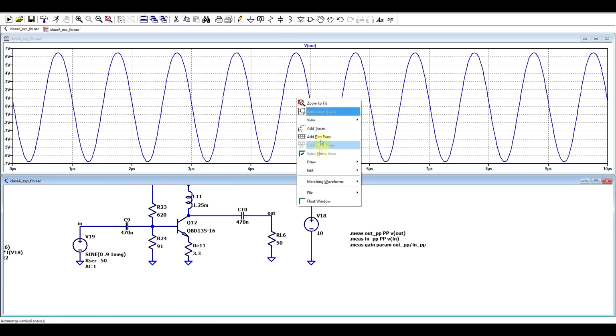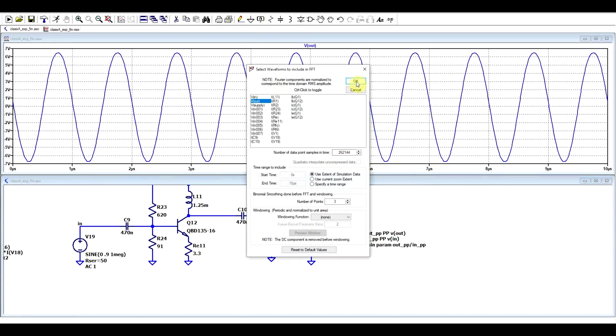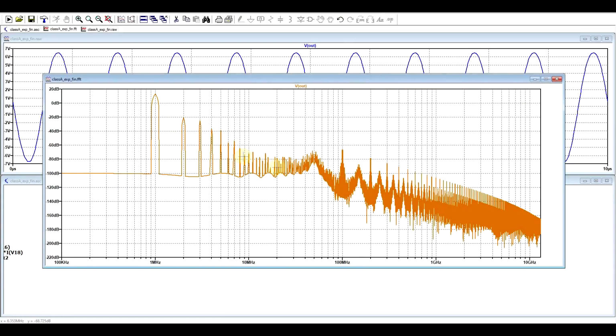Finally, we can look at the output signal in an FFT spectrum to see just how clean it is. And we can see that we are getting some extra harmonics, but the difference between the first two peaks is around 35 decibels. So we can call it decently clean.